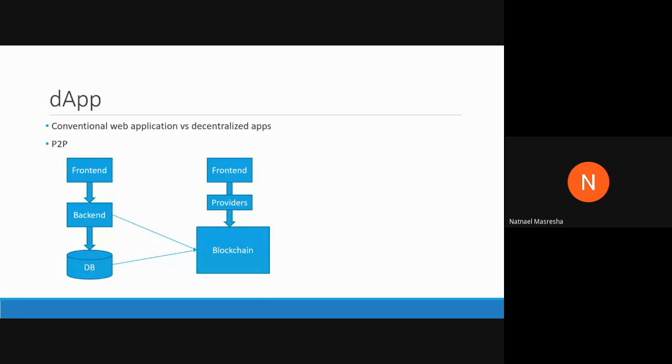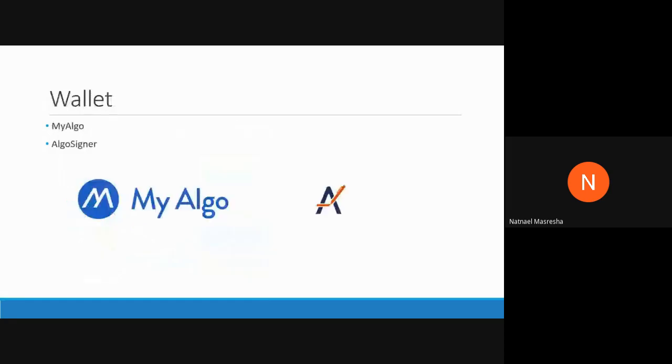Okay, so I've mentioned wallets in the previous slides. I think you'll have a further discussion on wallets in the coming tutorials, but most likely you'll use MyAlgo Connect or Algo Signer for the Algorand blockchain. And I will demo the project using the MyAlgo Connect wallet.